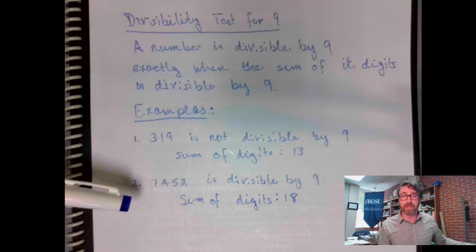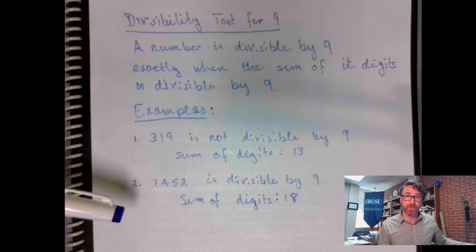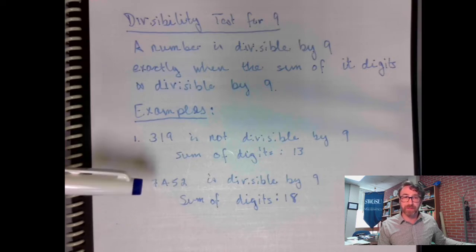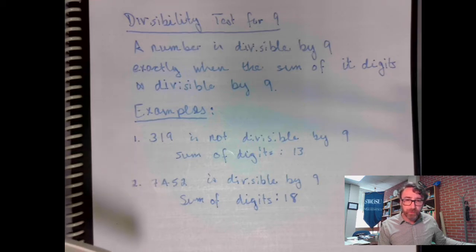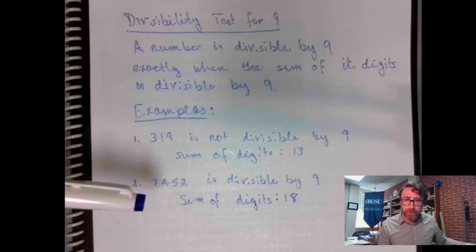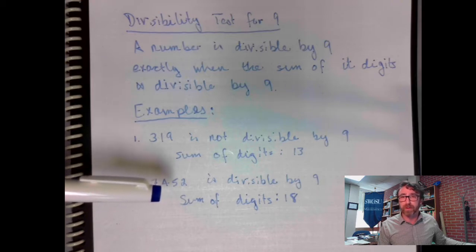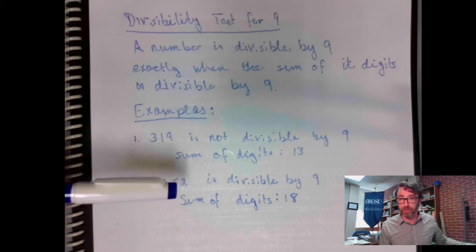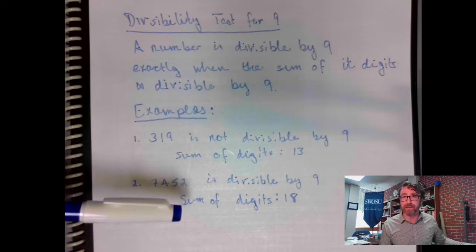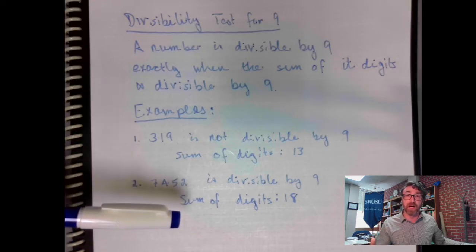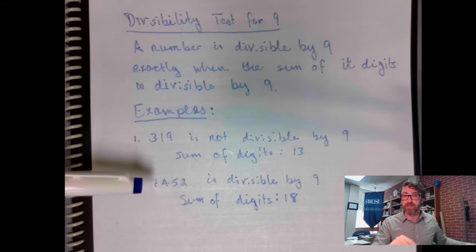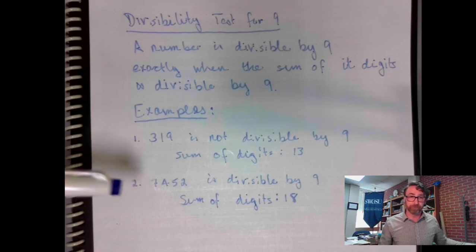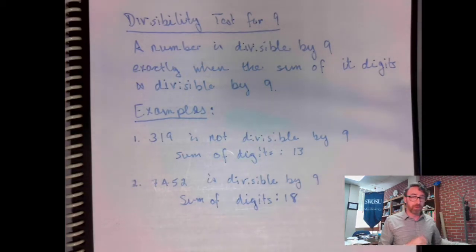This number, on the other hand, 7,452, if I add up the digits, 7 plus 4 is 11. Oh, that's not true, is it? Oh, it is. 7 plus 4 is 11, plus 5 is 16, plus 2 is 18. The sum of the digits is 18. 9 goes into 18 evenly, so 9 will divide into 7,452 evenly. Okay, so let's talk about why this test works.